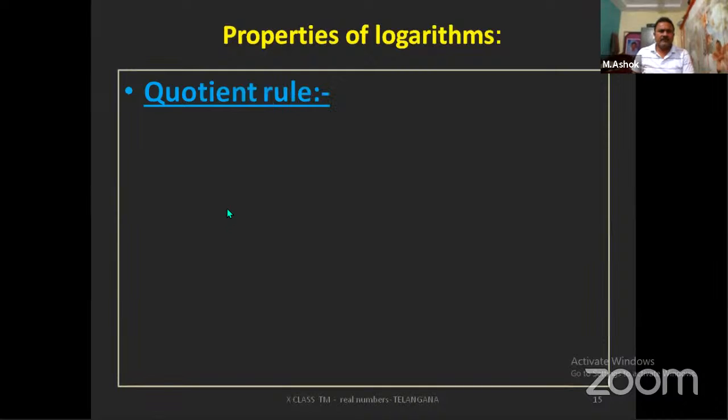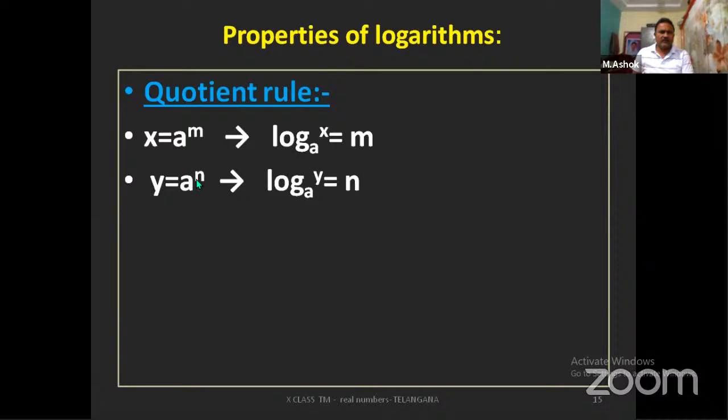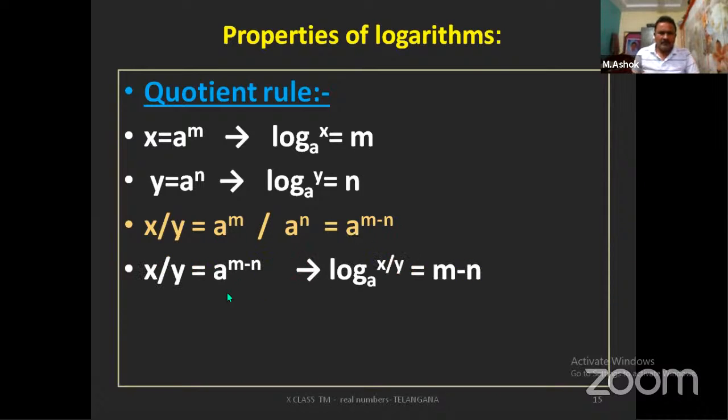Now we will see one more rule, one more property, that is the quotient rule. What is the quotient rule? Take x equal to a to the power of m. Its logarithmic form is log x base a is equal to m. And we are assuming y is equal to a to the power of n. Its logarithmic form is log y base a is equal to n. Now we are dividing x by y. So a to the power of m by a to the power of n is equal to a to the power of m minus n. This is the property of exponents. That means x by y is equal to a to the power of m minus n.